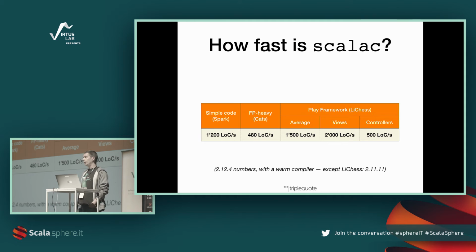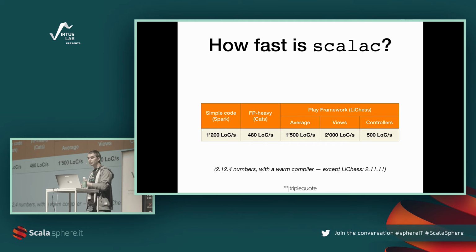Spark, if you've ever used it or if you looked at the source code, it is generally a better Java. So they use pattern matching, they use lambdas, but they do not use macros extensively, and they're actually fairly restricted in the type of Scala code they write. So using 2.12.4, they compile about 1,200 lines of code a second.